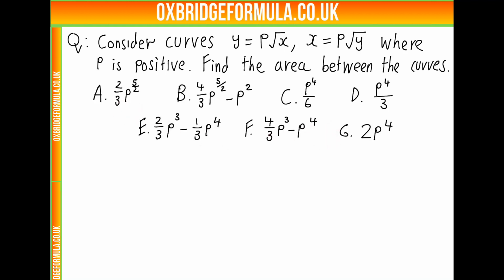So A, 2/3 p to the 5 over 2, B, 4/3 p to the 5 over 2 minus p squared, C, p to the 4 over 6, D, p to the 4 over 3, E, 2/3 p cubed minus 1/3 p to the 4, F, 4/3 p cubed minus p to the 4, and finally 2p to the 4 for G.